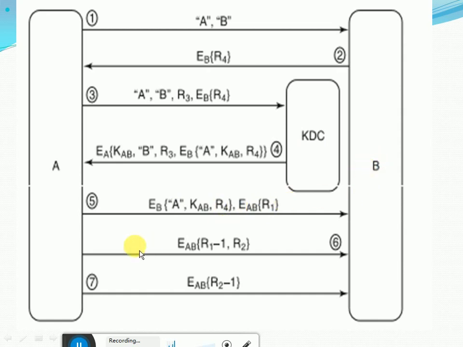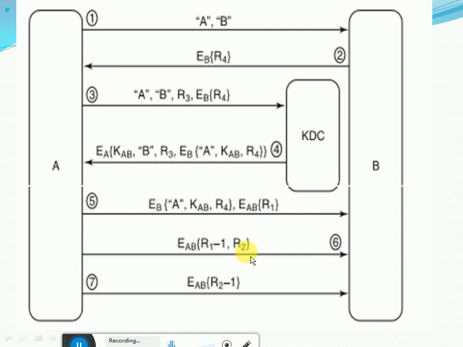The moment B gets this information, B decrypts this. Once it decrypts, it gets a session key. Using this session key, it is possible for B to decrypt this information. So once it decrypts, it comes to know regarding R1. So it decrements this R1 by 1. This is the procedure we have adopted.